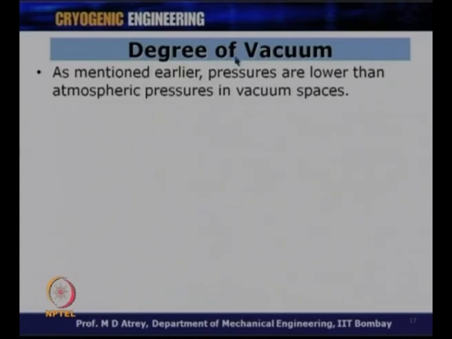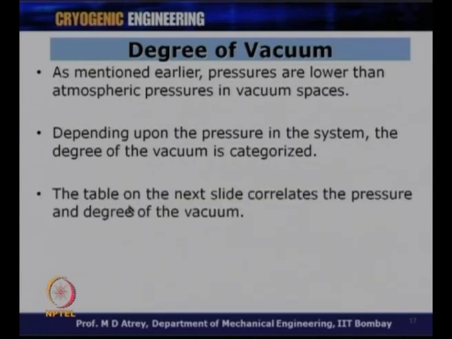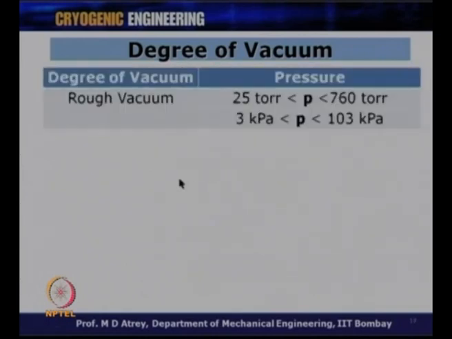Now, there are different degrees of vacuum depending on the levels of pressure. As mentioned earlier, pressures are lower than atmospheric pressure in vacuum spaces, and depending on how low they are, we have something called degrees of vacuum. Depending upon the pressure in the system, the degree of vacuum is categorized. The table on the next slide correlates the pressure and the degree of vacuum. Normally we have low vacuum, very low vacuum, ultra low vacuum and things like that. They are all classified based on the level of pressure, so let us have a look at this degree of vacuum.